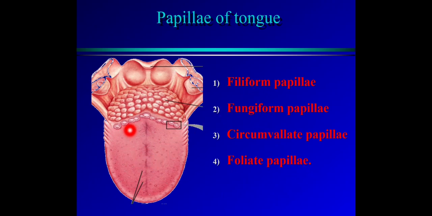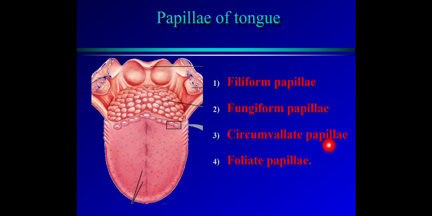The filiform papillae are numerous papillae. These are present everywhere on the dorsum of the tongue. These are with the pointed tops. Then there is the presence of the fungiform papillae. The fungiform papillae are numerous at the apex of the tongue, and numerous here on the sides. These are seen with the red dots. These are the fungiform papillae.